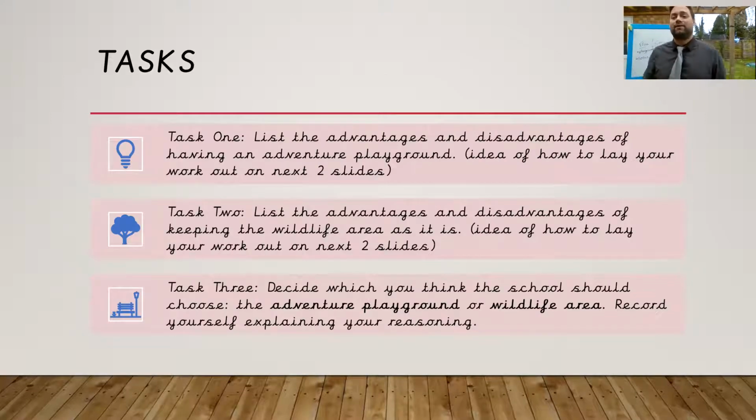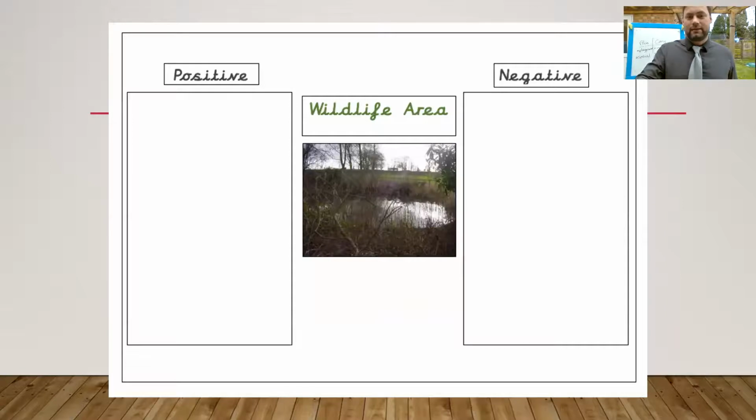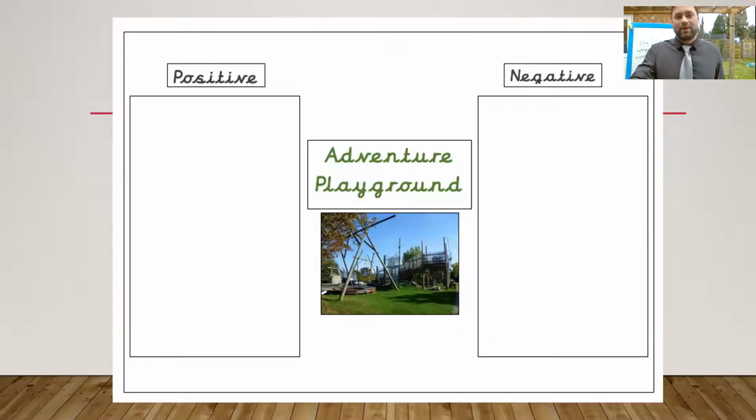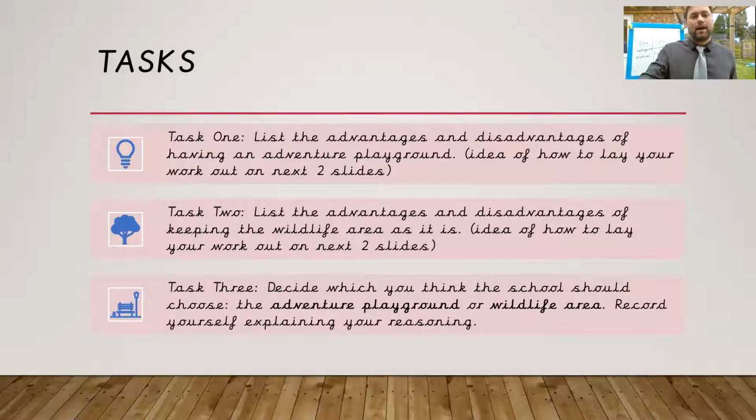So task 1, list all the advantages and list all the disadvantages of having an adventure playground. And in the next 2 slides, you could set it out like that if you want to, or like that. So for an adventure playground, what would be the positives and negatives? And what are the positives and negatives of just having a wildlife area? Task 2, list the advantages and disadvantages of keeping the wildlife area as it is. I've already explained that for you. And in task number 3, decide which you think the school should choose, the adventure playground or wildlife area. And you'll record yourself explaining that reason. If you don't want to record yourself, you can just write that down in a paragraph or something.